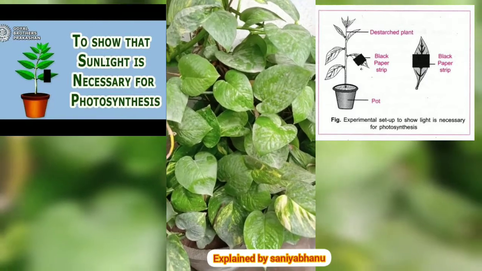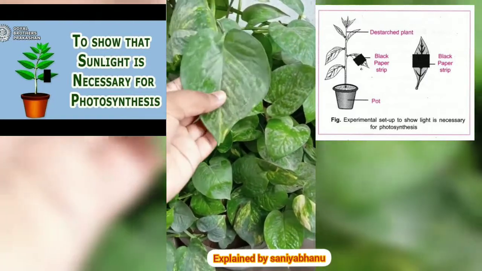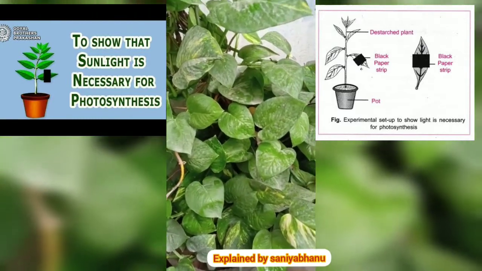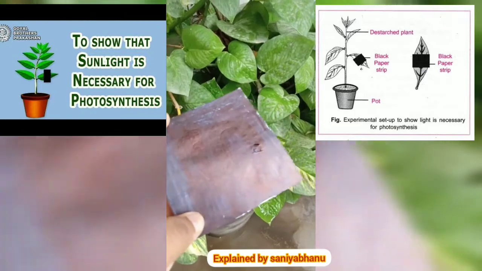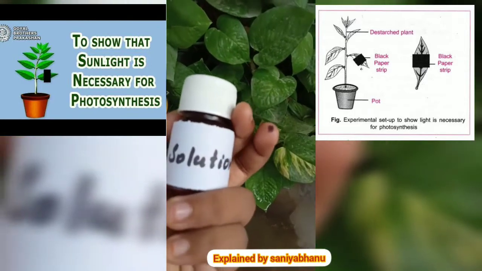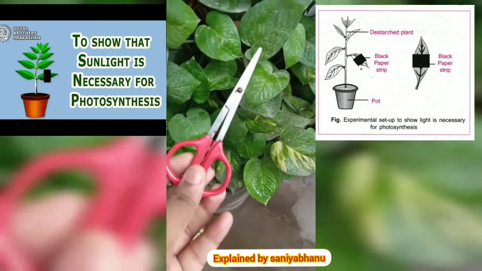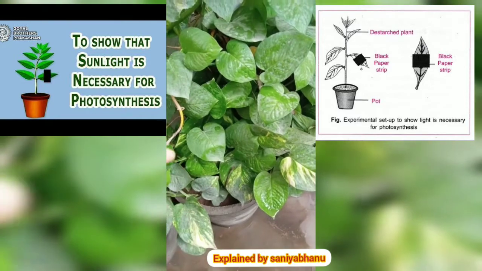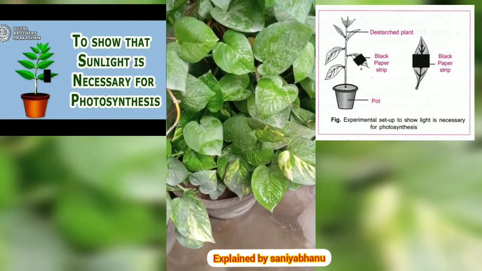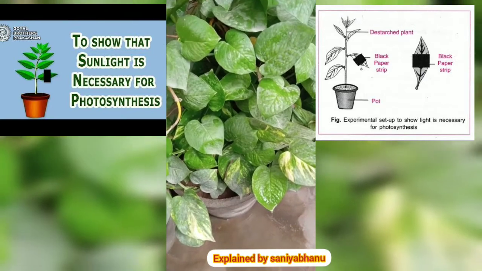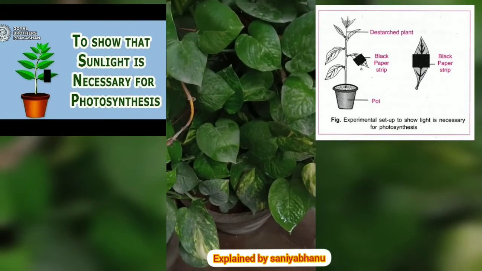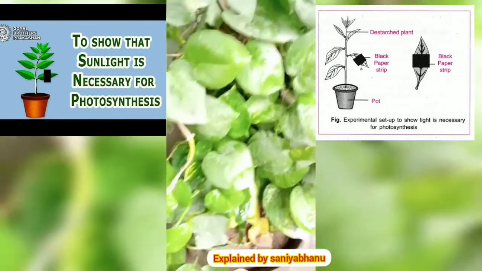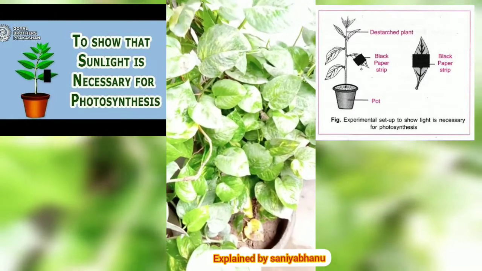For this, we have to take one wide leaf. I am taking this leaf. The materials required for this activity are black sheet paper, iodine solution, one scissor and one clip. First, take a potted plant and keep it in a dark room for 2 to 3 days. I kept this potted plant in the dark room for 2 to 3 days. Now, I kept this potted plant under the sunlight.